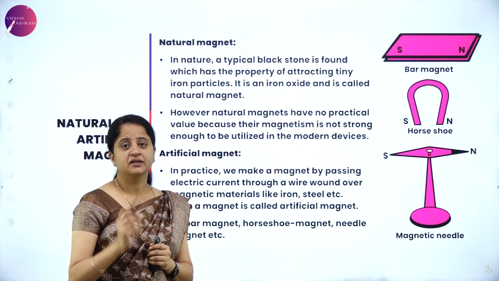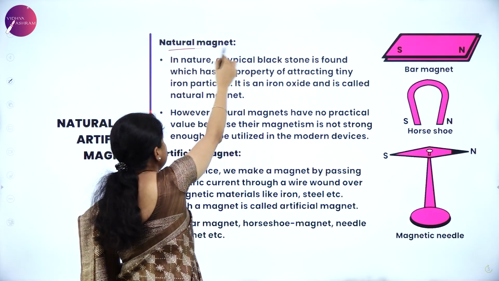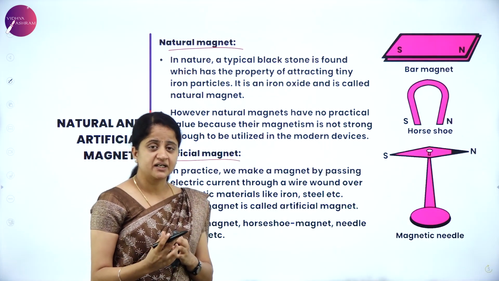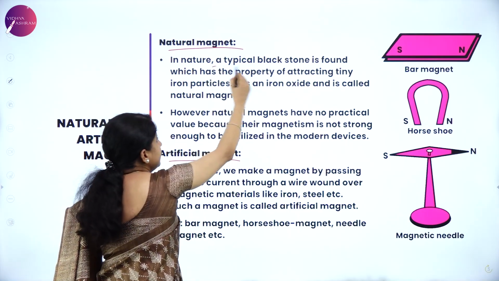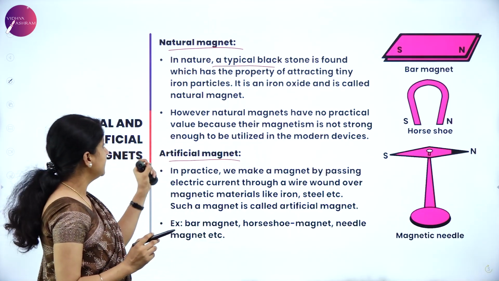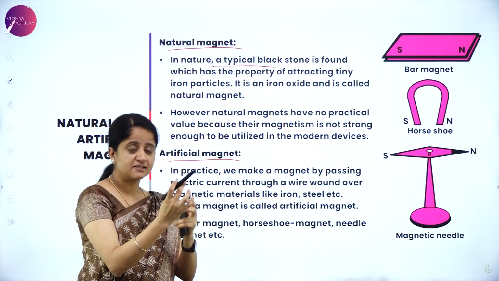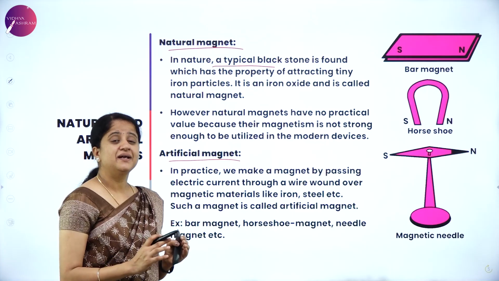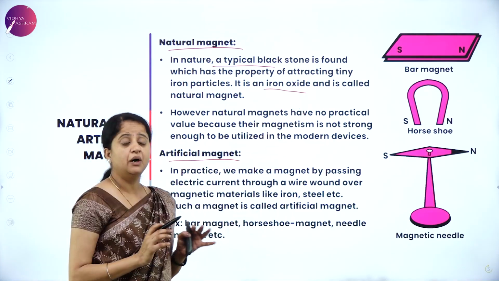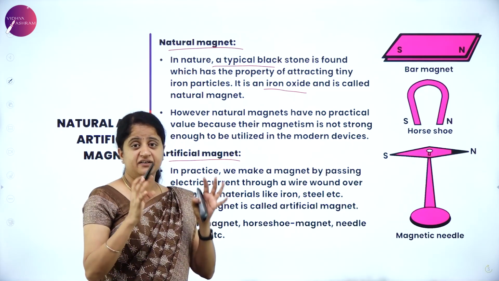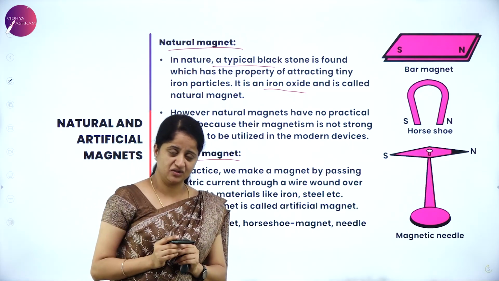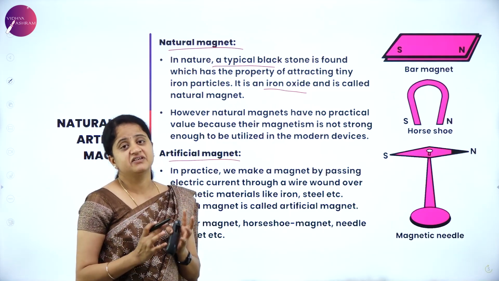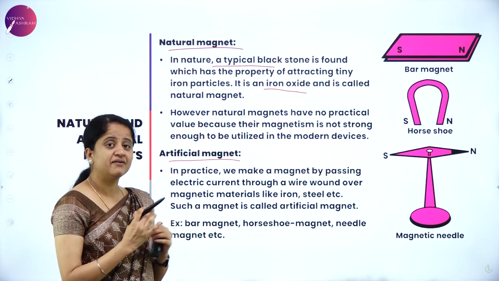Let us now know about the types of magnets. We have natural magnets and artificial magnets. So what is a natural magnet? A naturally occurring magnet. In nature, we find a typical black stone which has the property of attracting other substances, and we call it a natural magnet. Basically it is an iron oxide. However, these natural magnets are not strong in nature. They are actually weak, and hence we develop artificial magnets for the convenience of our activities.